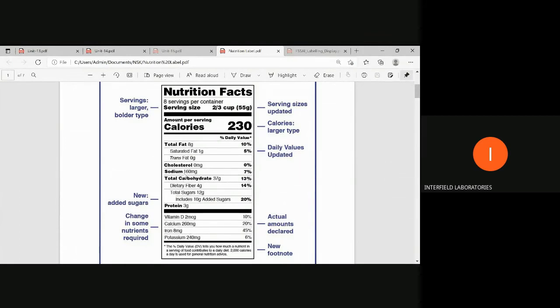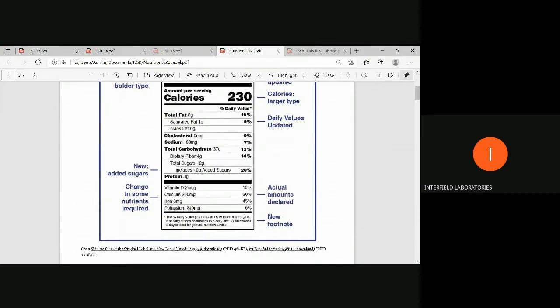Yes, the daily required amount of sodium is 2400 milligram. So this particular product is giving 160 milligram. That means if you consume this particular product, it will provide 7% of sodium required in a day. So that is the meaning of percentage daily value. So this is based on a 2000 calorie diet.